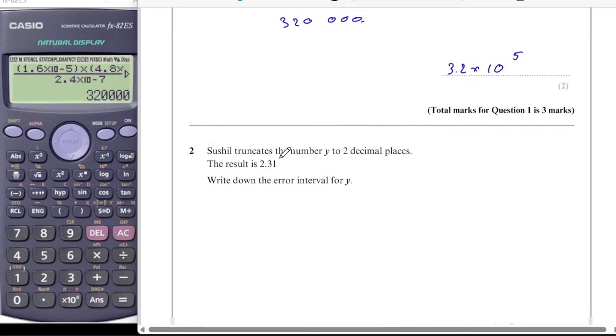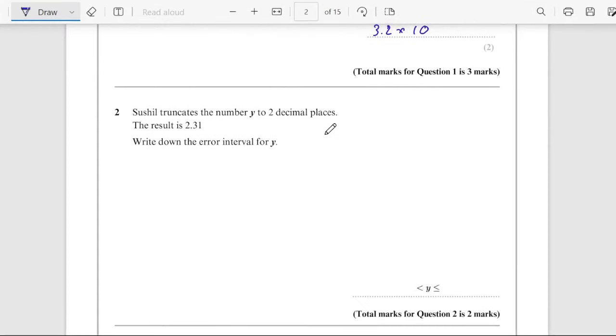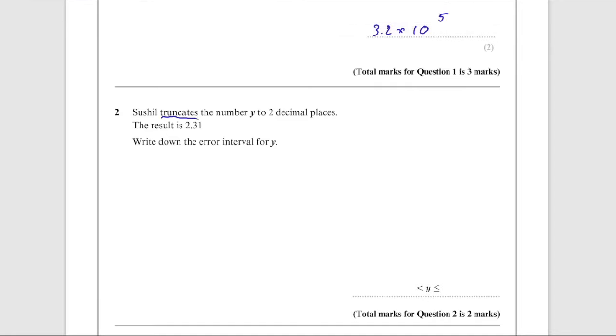Right, question 2. So I'll get rid of my calculator for now. So Sheila truncates the number y to 2 decimal places. The result is 2.31. Write down the error interval. Well, truncating means something slightly different to rounding. It basically means whatever the digits are, we get rid of them. So the smallest that this could be is 2.31, and the largest it could be would be 2.32. If I'm truncating the number, slightly different to rounding, it just means that we ignore the digits after this point. We don't round, we truncate.